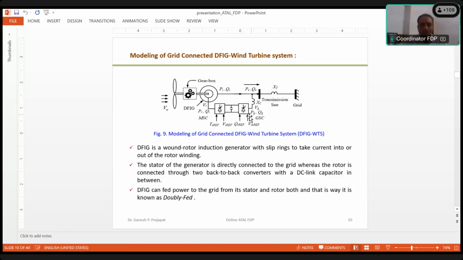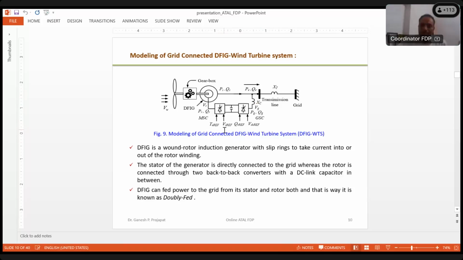These are the converters which are present in the rotor side. So there are two converters: the machine side converter and the grid side converter. Since this side is grid, that's why grid side and machine side converter. By making some reference value in the torque or the power in the machine side converter, we can control the active power out of this generator.